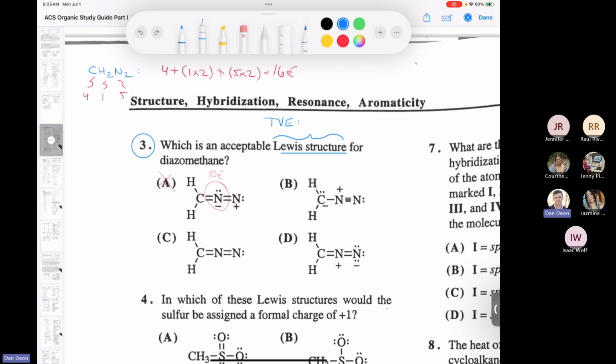I'd say that if you look at C and tally up the total number of valence electrons, 1, 2, 3, 4, 5, 6, 7, 8, 9, 10, 11, 12, 13, 14. So this one only has 14 valence electrons, so that's a big no-no. So now we've eliminated 2 of them.